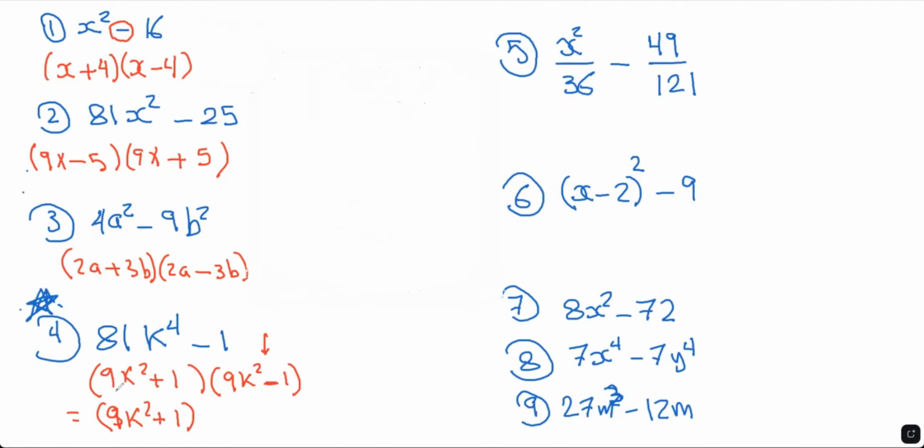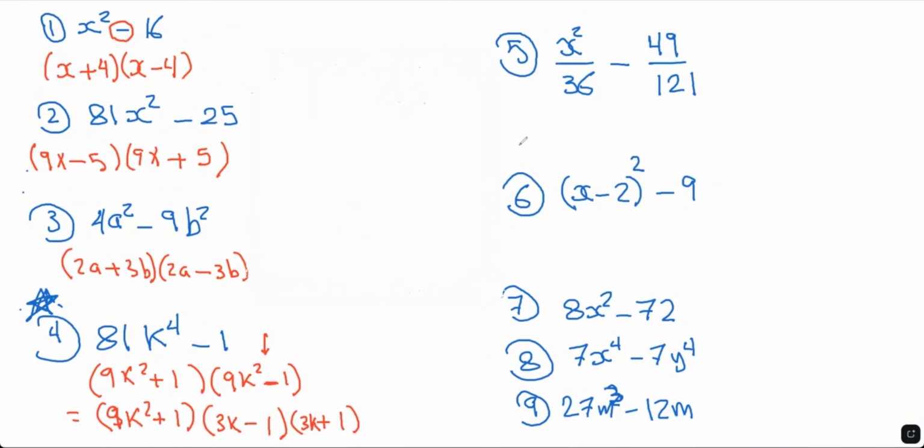We don't have the sum of squares, but we have the difference. This is sum, this is difference. So this, you keep the same. This one here, you follow the same rule. You put one sign minus, one sign plus, take the square root of 9k squared, you get 3k. You put 3k here and there, and then you take the square root of 1. That's 1 here, 1 there.